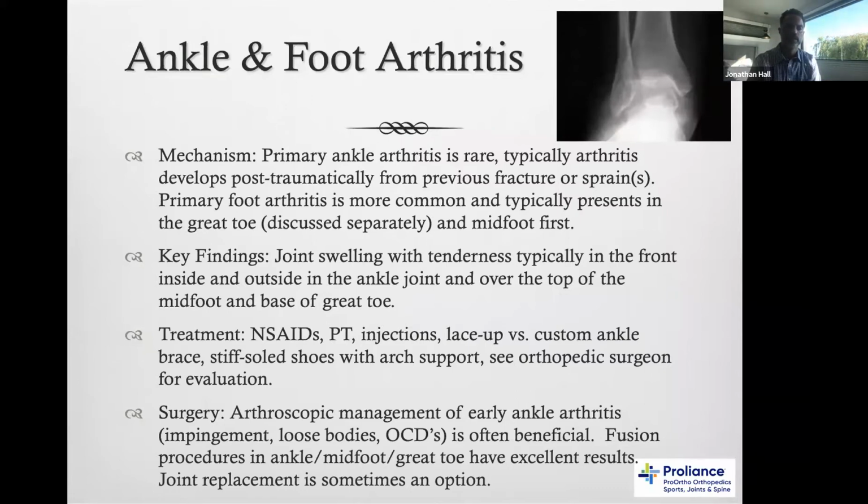And I also do hyaluronic acid injections, which are like the gel injections that you guys may have heard about with hips and knees, et cetera, particularly knees.